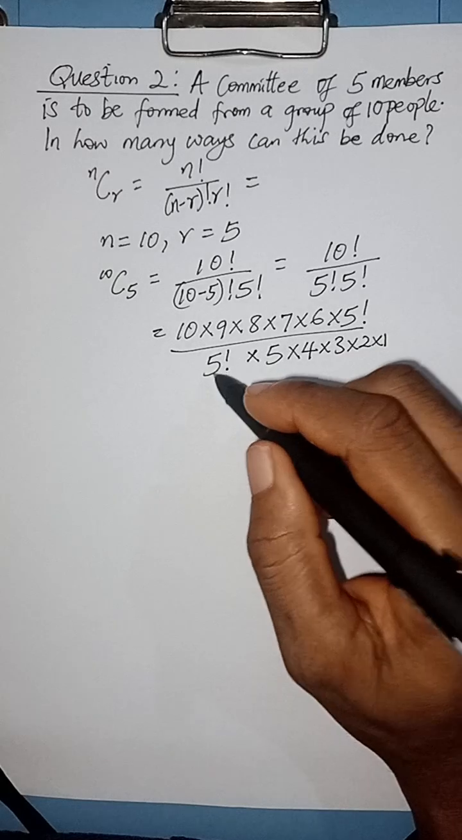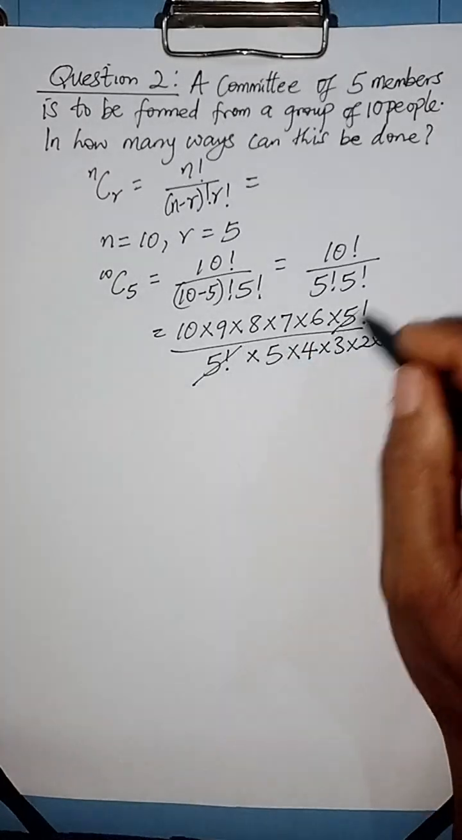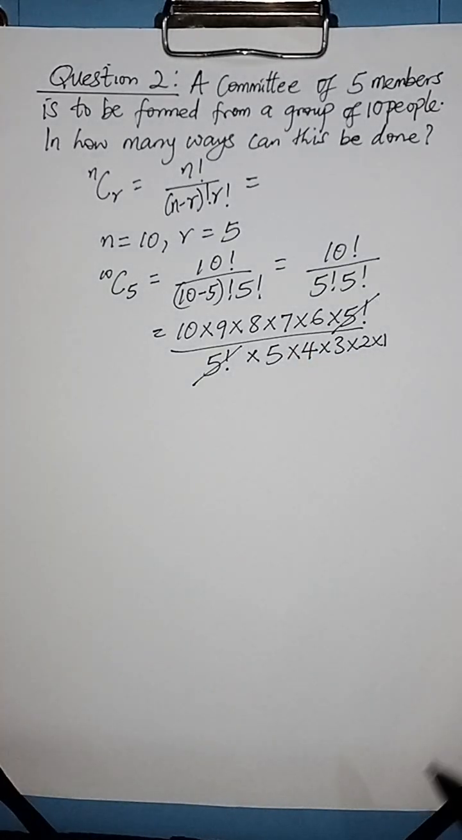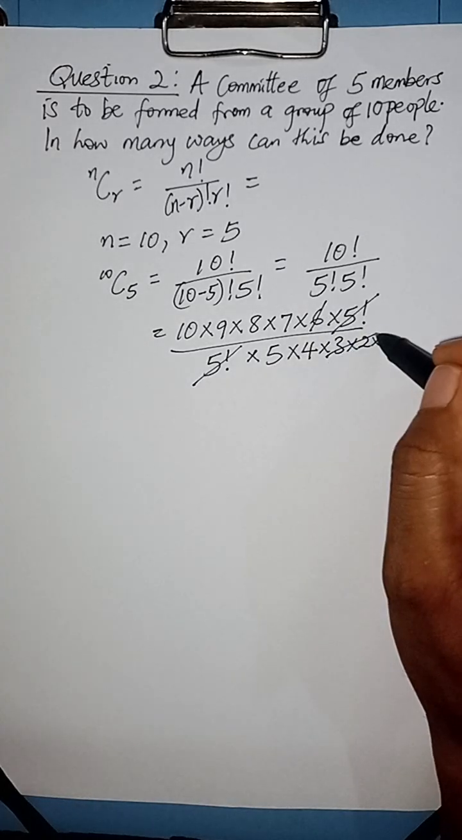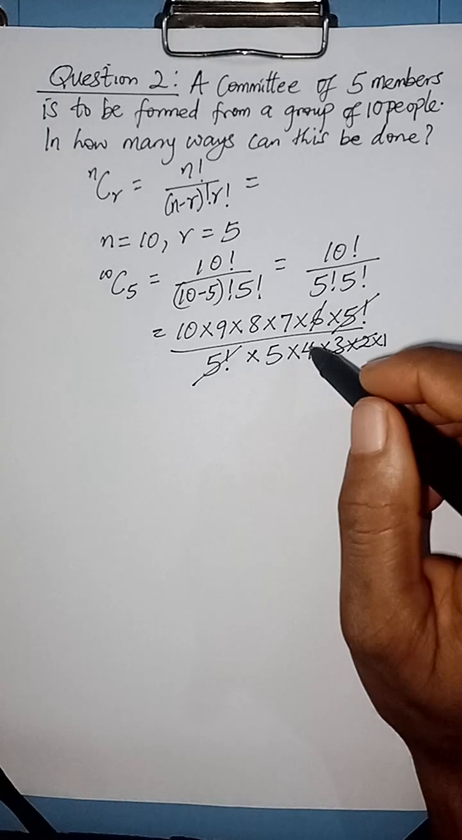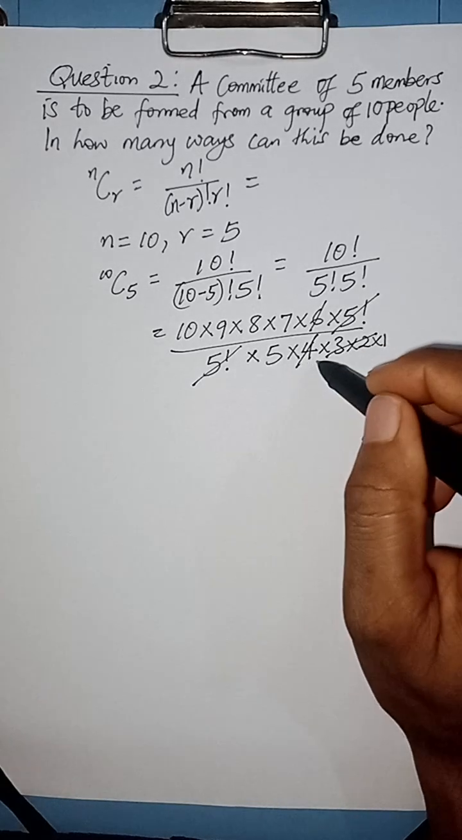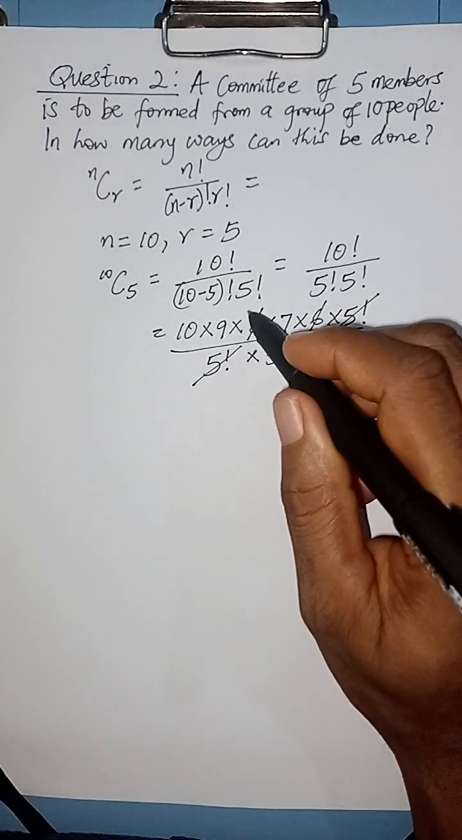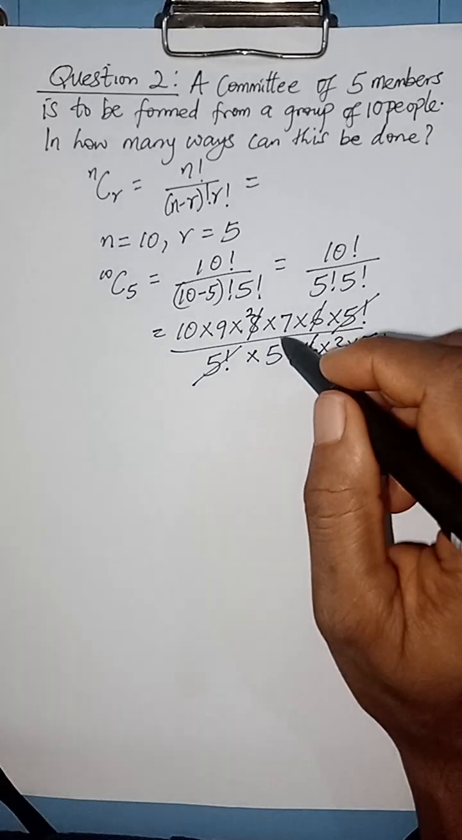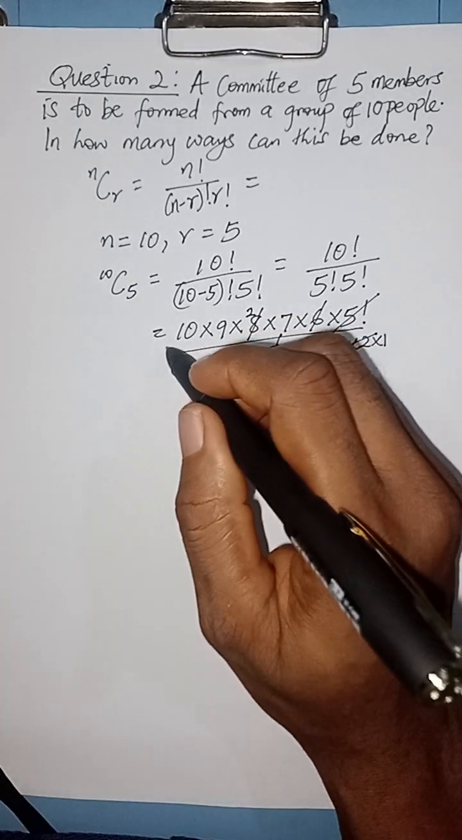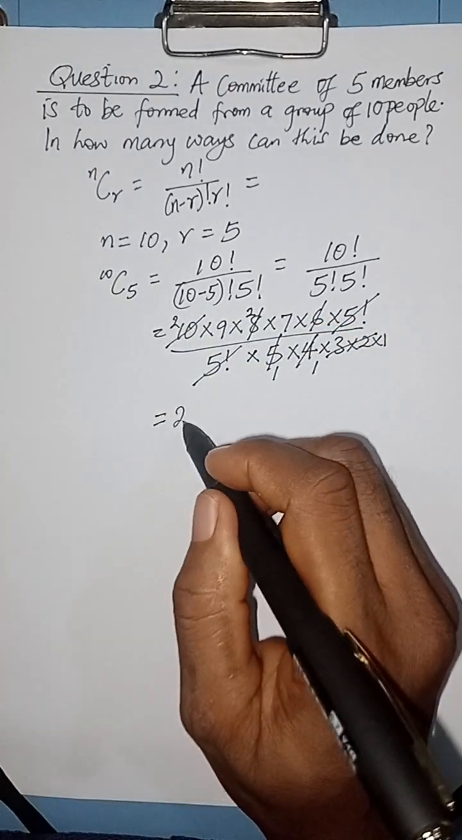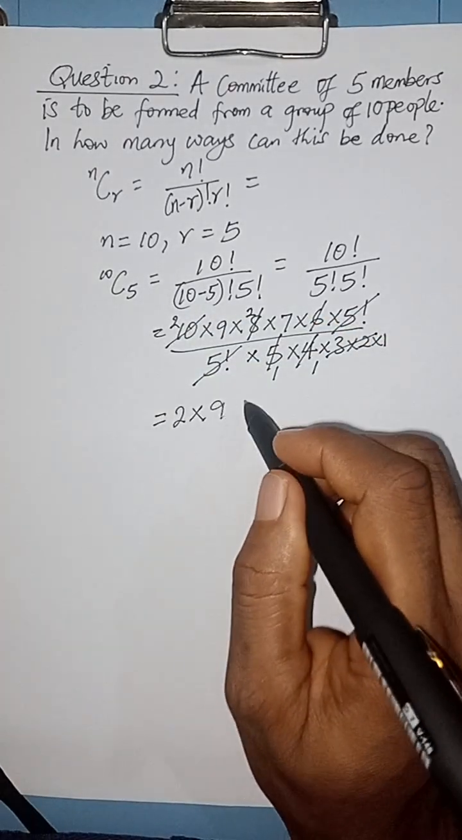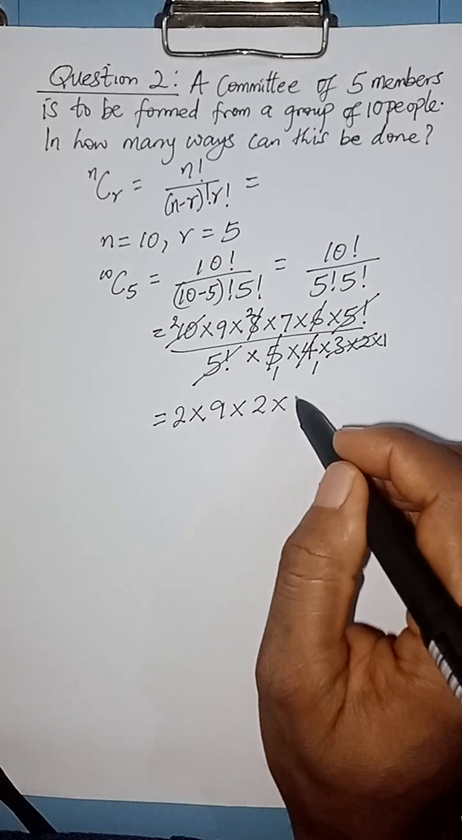I expanded the second 5 factorial. I didn't expand this because it can easily cancel out this, making the work easier for me. This 6 can easily cancel out 3 times 2. This 4 can cancel out this 8 to be 2. And that 5 can cancel out a 10 to be 2. So at the end, I'm left with 2 multiply 9 multiply 2 multiply 7.